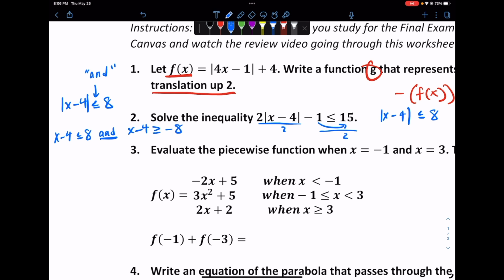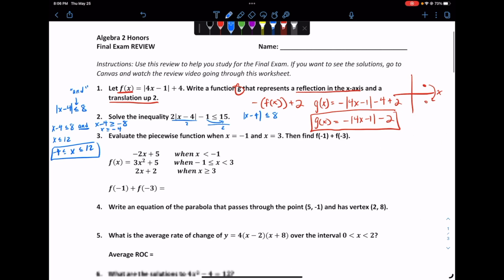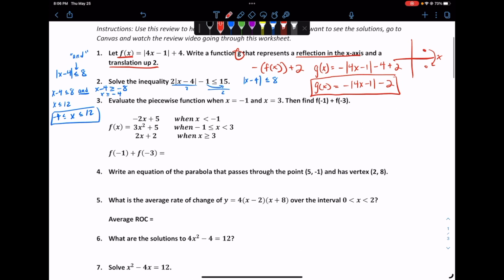And so we're just going to add 4 to both sides. So we get x is less than or equal to 12. And x is greater than or equal to negative 4. And so that's our solution. So we're going to have x is going to be in between negative 4 and 12. And that's our solution. All right, number 3.